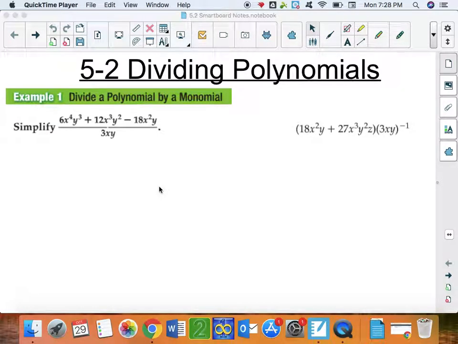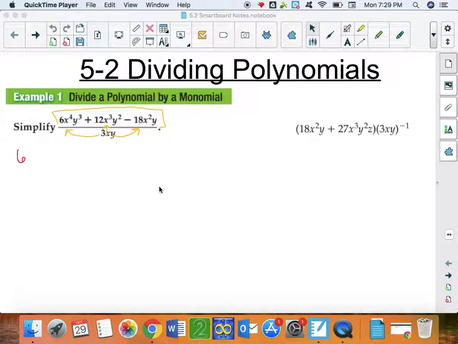Point two is about dividing polynomials. And so we're going to look at how you divide a polynomial by a monomial. Just as a reminder, if you have multiple things on the top, like we do here, with one monomial in the denominator, I can separate and put this denominator underneath each of these, and then I can simplify that.